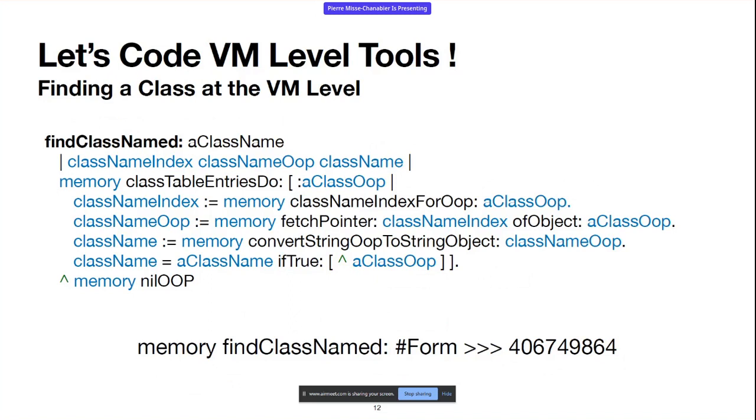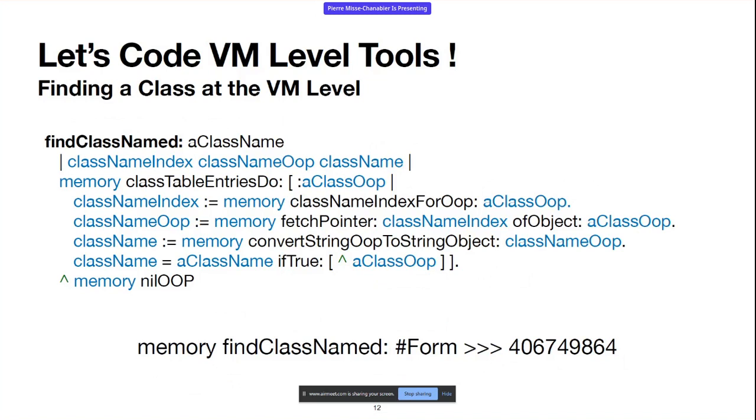Don't go through the snippet in depth. This is not the point. I just want to give you an overview of this. So first, you have to iterate over the classes that were registered inside this environment. So you have to use the class table entries do, and then you have to get the class name index for a given OOP, which depends on whether this is a class OOP or a metaclass OOP. And metaclasses do not actually exist at the VM level, as you can see in the paper.